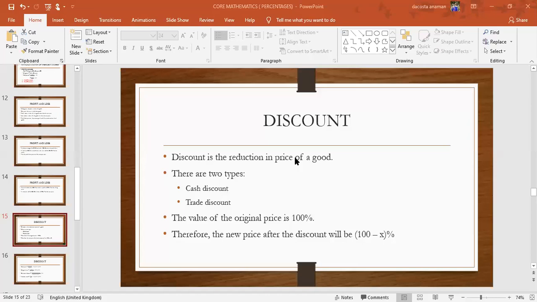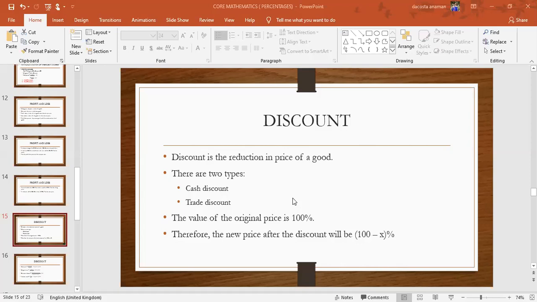Maybe the trader will say, because you are paying today, just give me 25 cedis instead of 30 cedis. That is a cash discount. The 5 cedis that the trader has given to you as a reduction in the price of the good is a cash discount. Then the trade discount is when a trader gives a fellow trader discounts on the goods that the trader has bought. So you buy goods and the person gives you discounts not on the money that you are paying, but on the goods that you are buying.